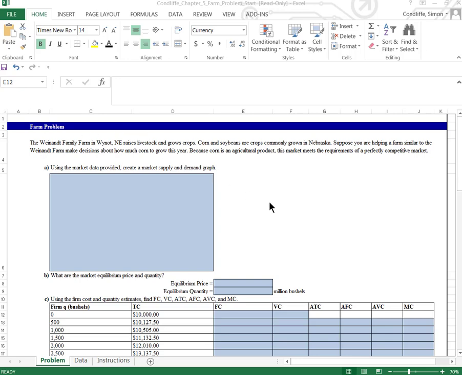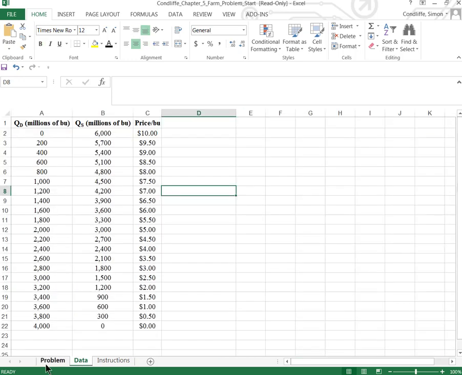Here we have a perfect competition problem. I'll leave you to read the narrative here. So we've got a market that is going to meet multiple requirements of the definition of a perfectly competitive market. We're going to create a market demand and supply graph based on the data on this sheet here.